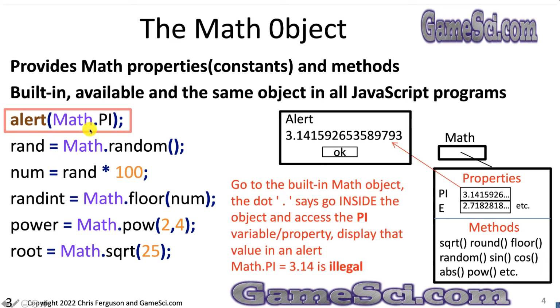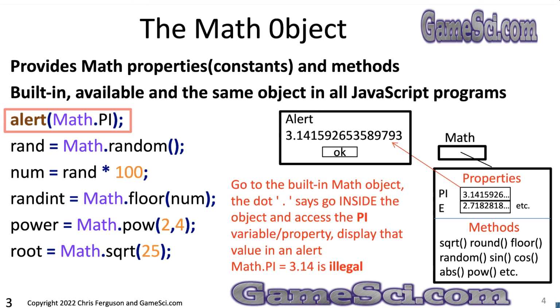Alert and pass it Math.PI. Ooh, what is that? Go to the built-in math object. The dot says go inside the math object and access the PI variable or property and display that value in the alert. Ooh, what did I just do here? I said go to the math object. The dot says go inside of it and access this PI variable and display it in an alert. And it did. Now I didn't have much room, so I had to kind of shorten it down here. But here you get the full 16 significant digits that the PI variable represents.